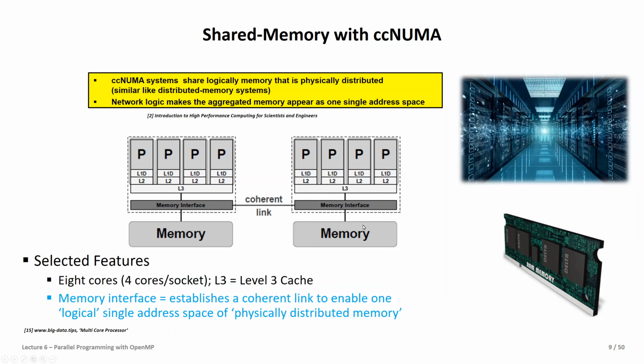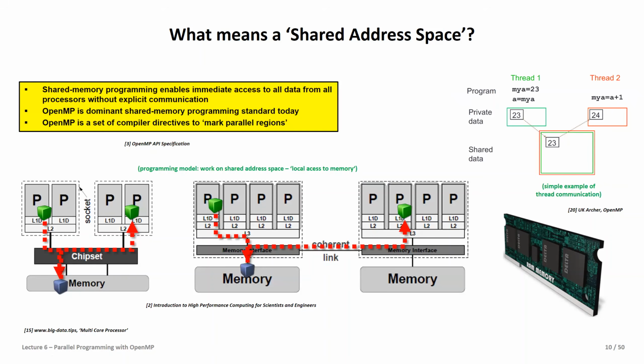And with this, we come to the question, what does the shared address space mean now? How can I envisage this? Here you see an example with two work items working on a certain program. It enables immediate access to all data from all processors. So let's assume this processor wants to read something that the first processor just dumped into memory. That's always possible, and the same is true with CC-NUMA. Basically here it's still one shared address space that you can use.